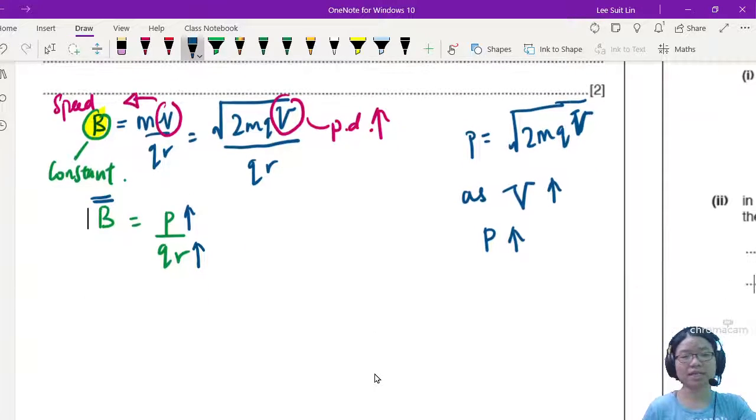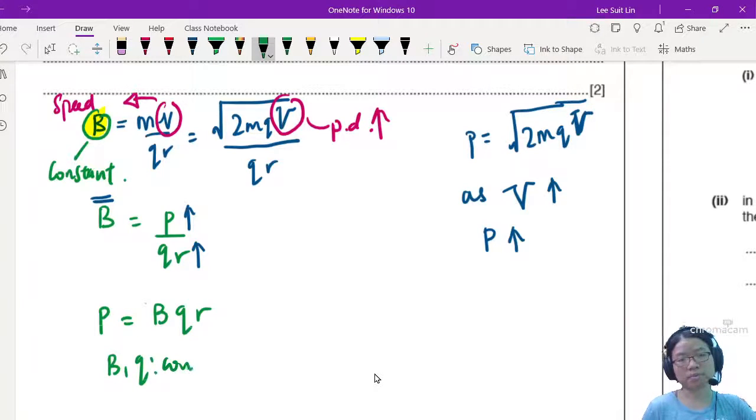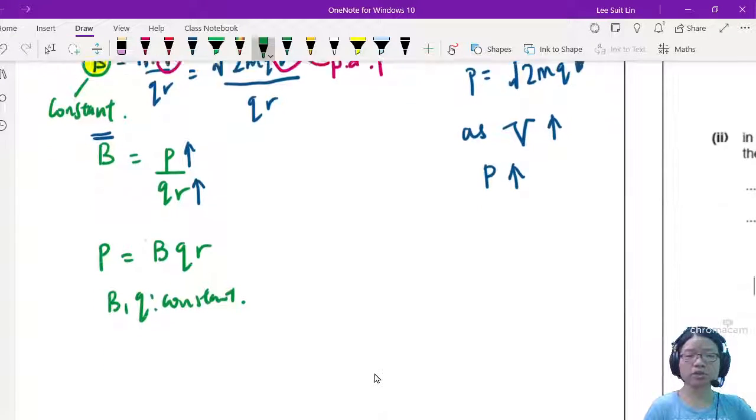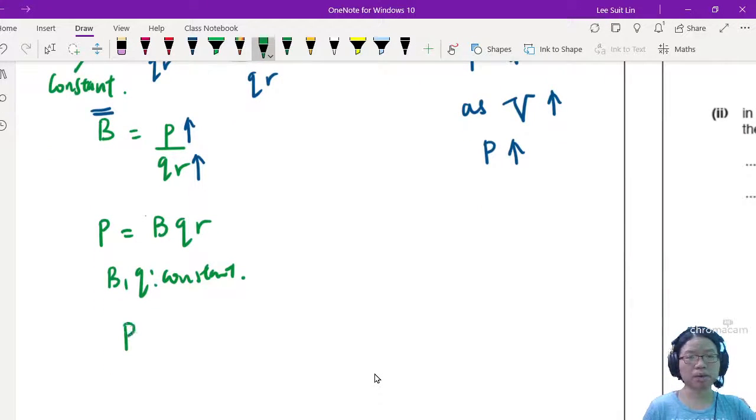If writing like this, you struggle with it. Another option is writing it this way: P equals BQR. Okay, so what are constants? B and Q are constant. If B and Q are constant, then I can say the momentum P is proportional to R. So since I know P increases, R will also increase. Okay, so those are the 2 points.